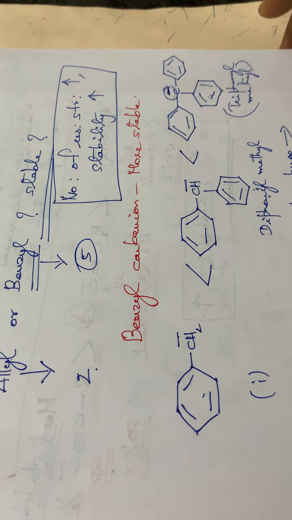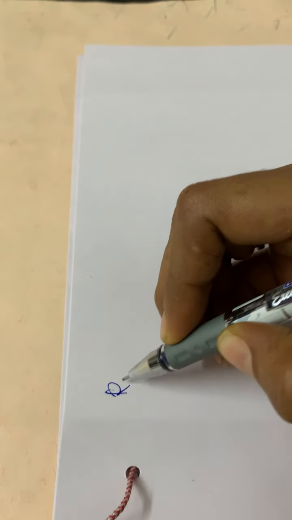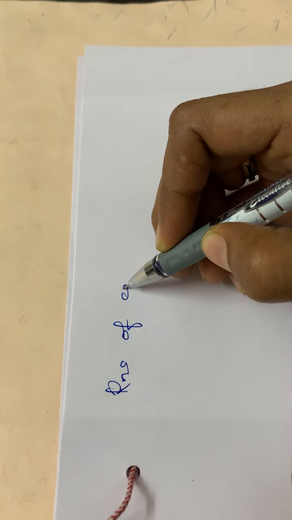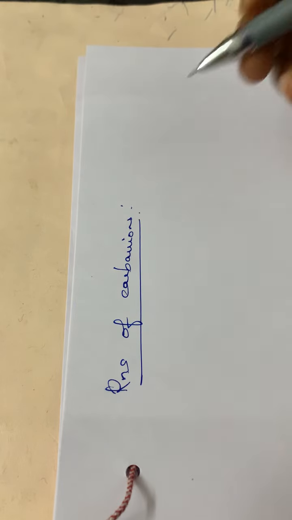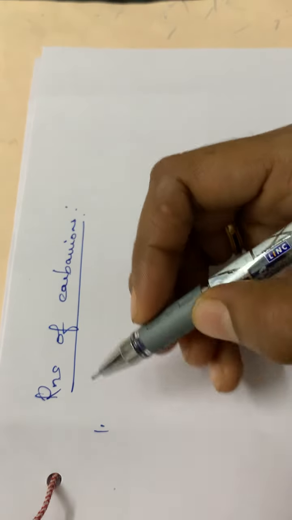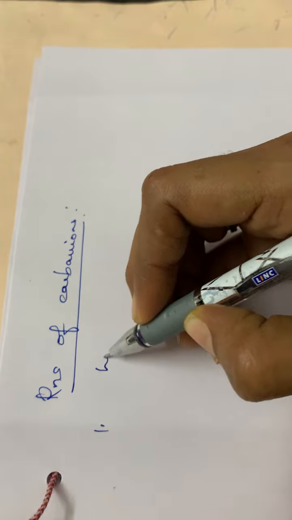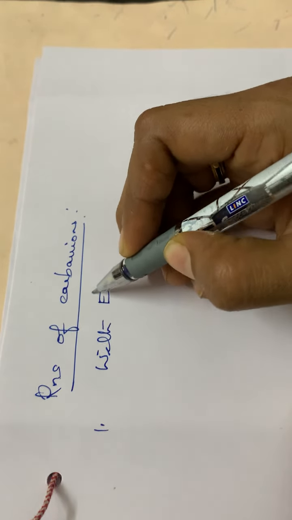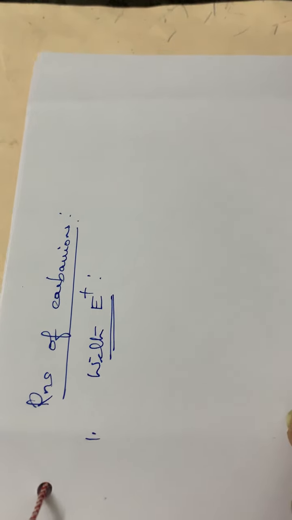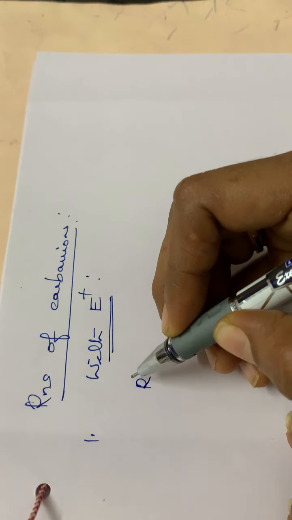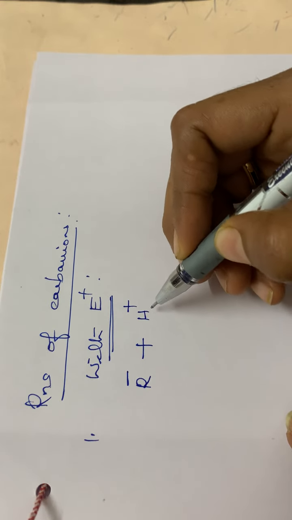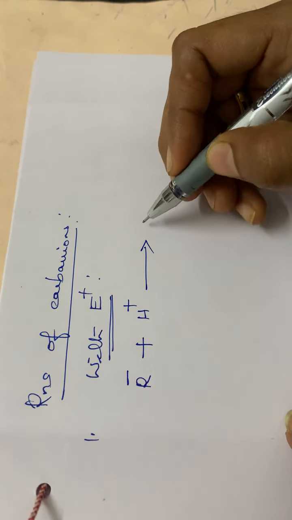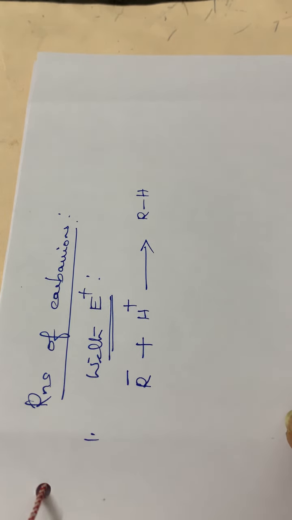Okay, then next is coming to the reactions of carbanions. First is the combination with an electrophile, or the reaction with an electrophile. Electrophile means E plus. So this is a carbanion, R minus. Combination with an electrophile, where the electrophile is H plus or proton, gives RH, a simple reaction.